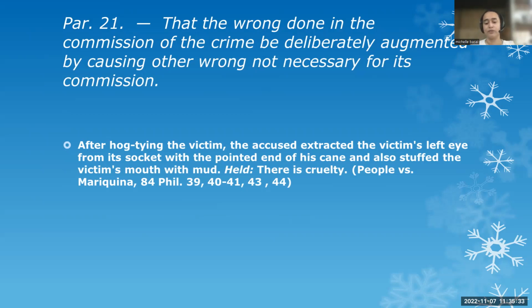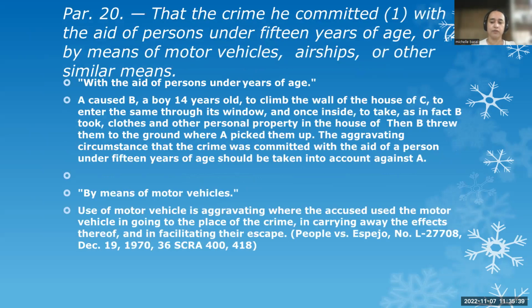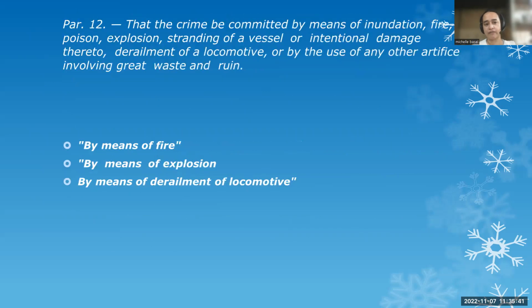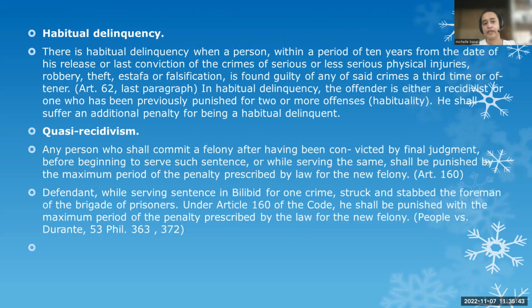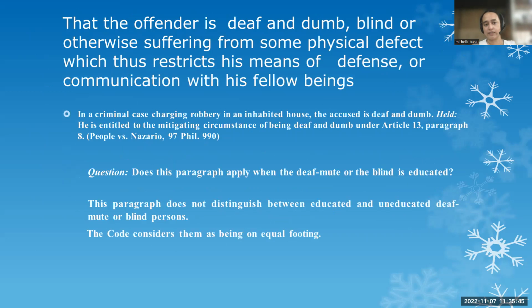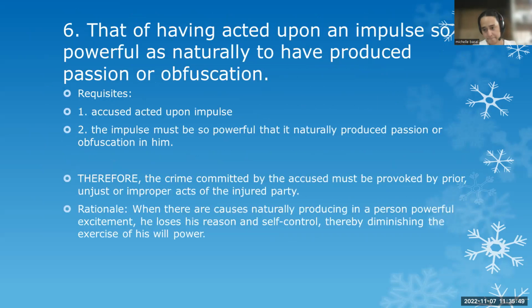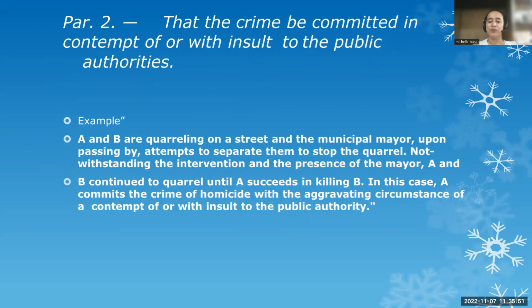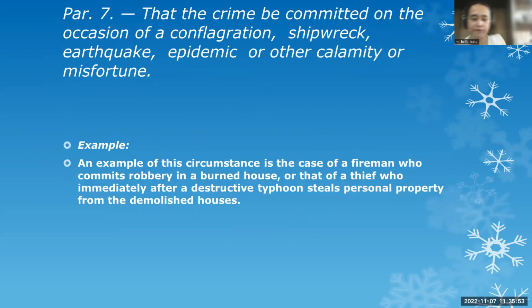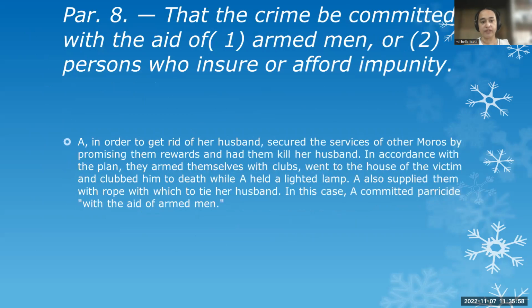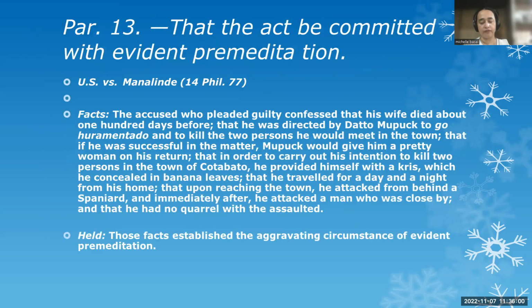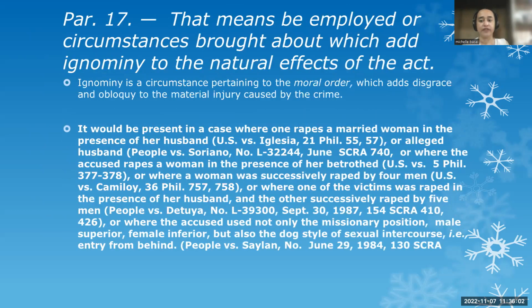So that's it. We have 21 aggravating circumstances under the Revised Penal Code. Again, what is the effect of aggravating circumstances? Naturally, they would increase the penalty or the imposable penalty for the crime. Sometimes they also increase the crime from homicide to murder. Those are the things that we also have to understand, so please do not forget them.